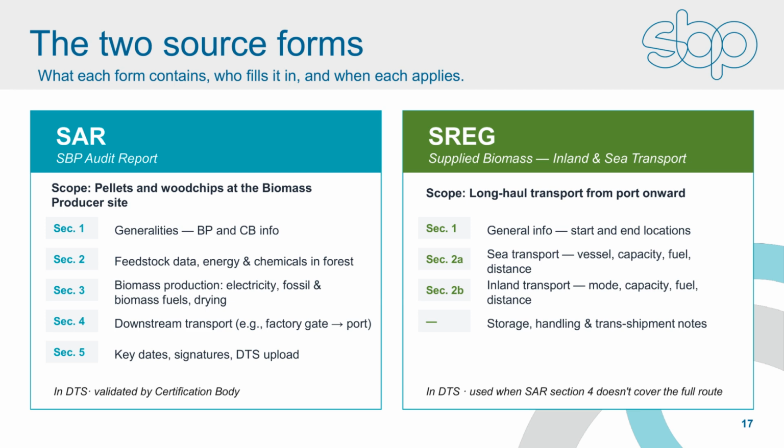Cultivation data is in section 2.2 of the SAR, the SBP audit report. Feedstock transport data is in section 2.1. Processing data is in section 3. Product transport data is in section 4 of the SAR for the dispatch side, and in the SREG, the shipment register for the per shipment detail. End-use data is supplied by the end user themselves. The point is, if your upstream chain is properly certified to Standard 5, all the inputs your calculation needs are already collected and verified. You are not starting from scratch.